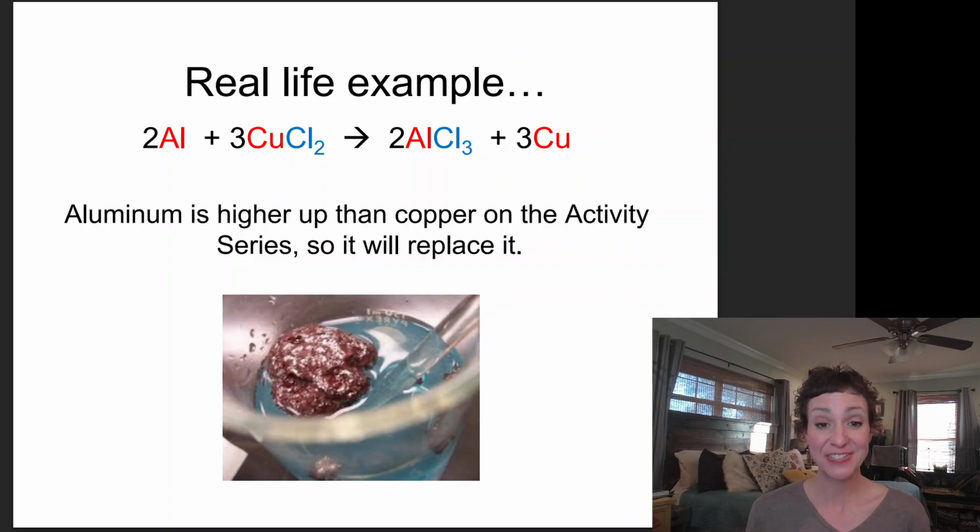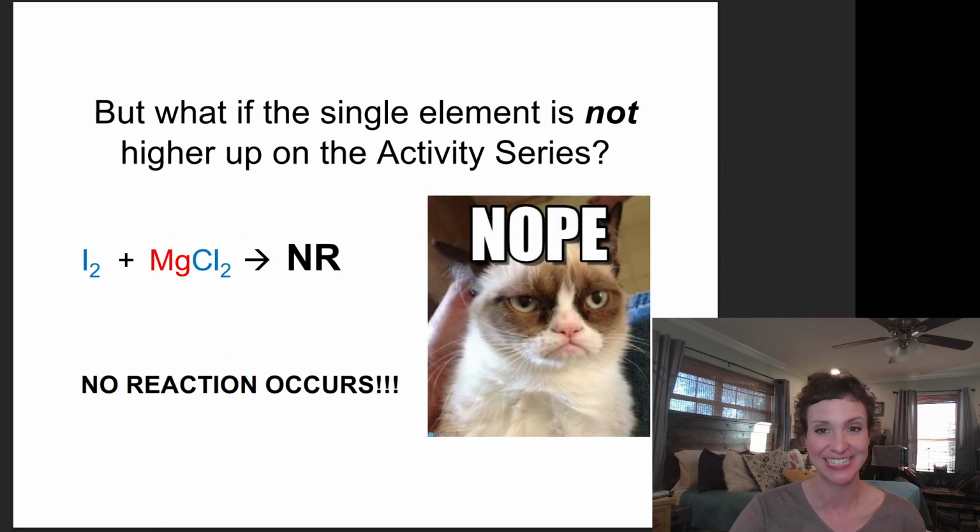Isn't that amazing? Look at that reaction. And your copper chloride is turning into aluminum chloride because aluminum is higher on the activity series than copper. Just look at all of that. So that's a great example of a single replacement reaction. We see that copper is not quite as active as aluminum to where it does get replaced.